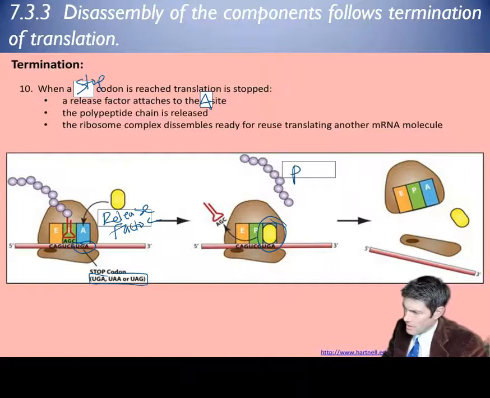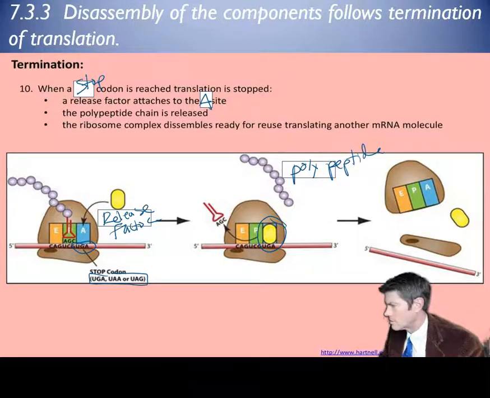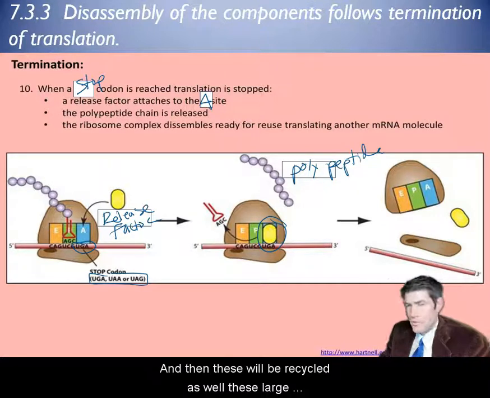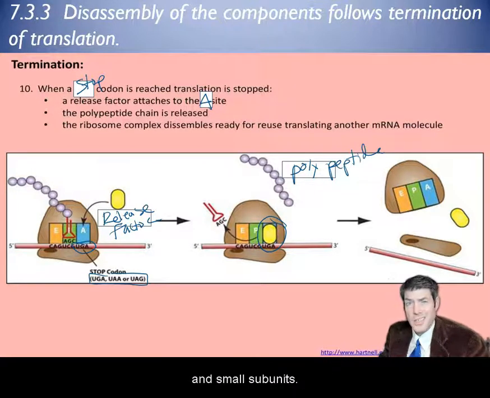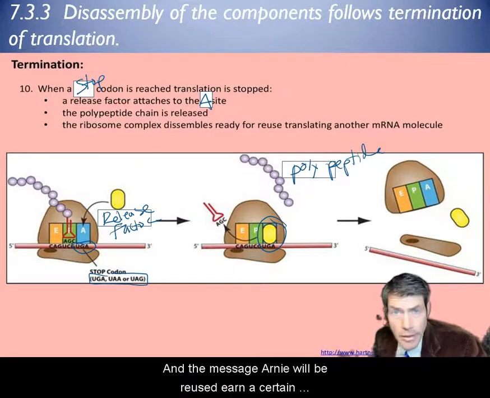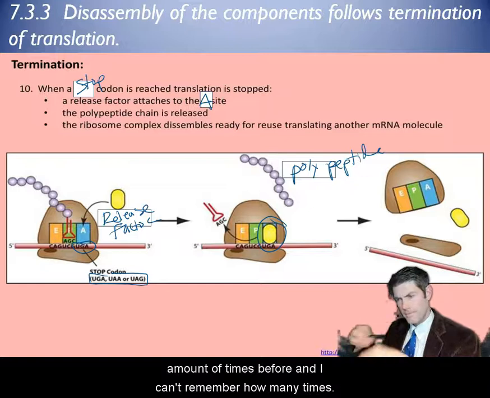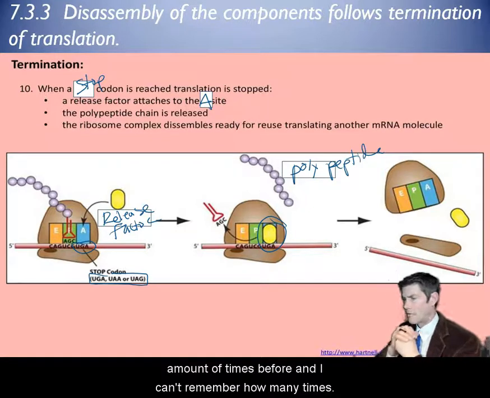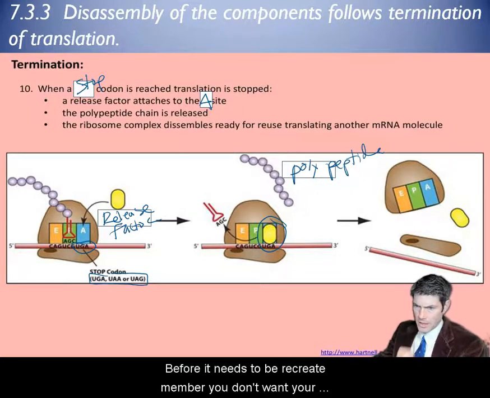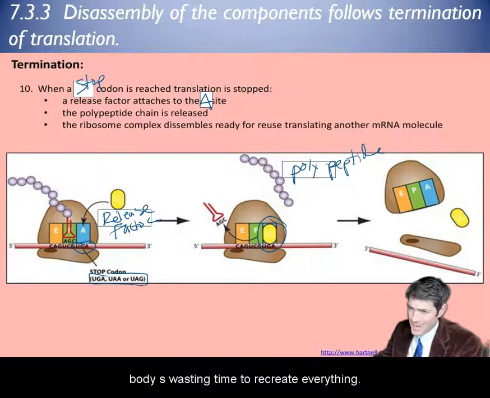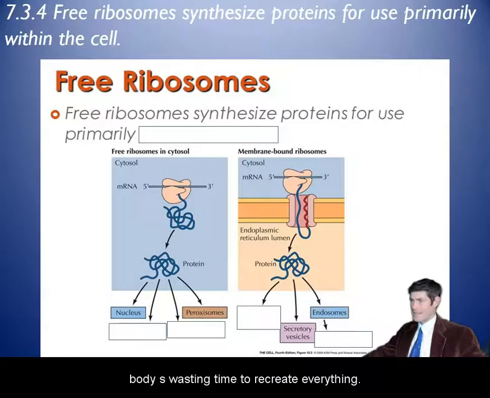That's what you see here. Polypeptide. It's all one word. I made it look like two. And then these will be recycled as well, these large and small subunits, and the messenger RNA will be reused. Well, the messenger RNA, a certain amount of times before, I can't remember how many times it's used before it needs to be recreated. Remember, you don't want your body, that's wasting, to have to recreate everything.